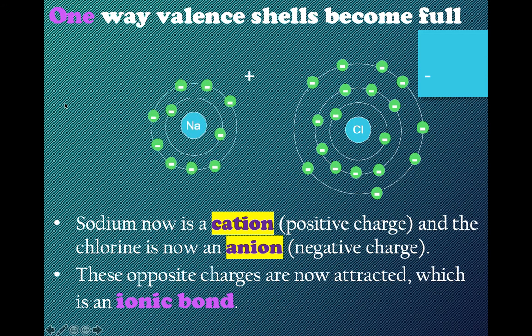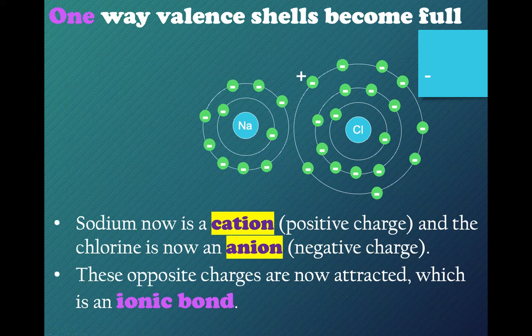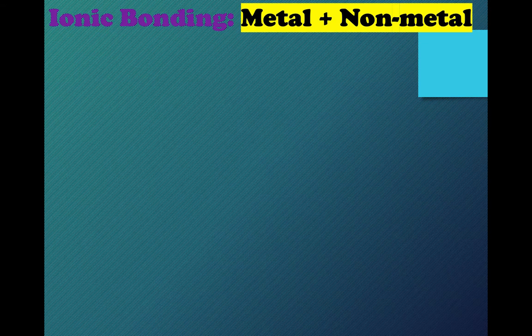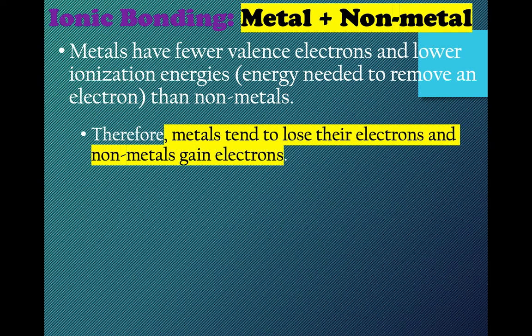And that's what an ionic bond is. Okay? It's those opposite charges attracting to each other. So what you get here is this transfer of electrons, and then as a result, positive and negative charges come up and they stick together.